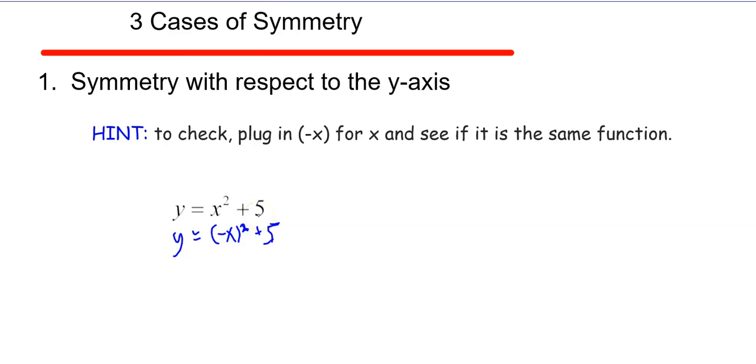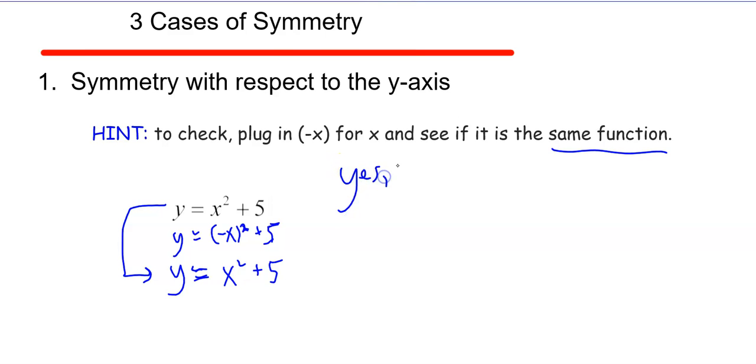Before you see if it's the same function, think about the positive and negative of each term. When you have a negative squared, is that always positive or always negative? That's always positive. A negative squared is positive. So I'm going to write this as x squared plus 5 because it's always positive. I don't need to write a negative there. So this function transformed into this function. Is that the same exact function? It is. Therefore, yes, this has y-axis symmetry.